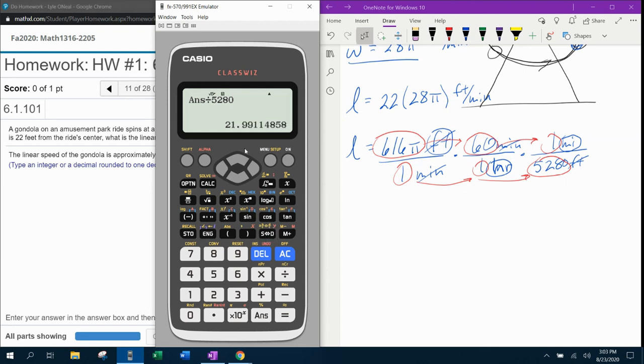So hitting the SD button, that gives us a linear speed of 22.0, and that's going to be miles per hour. And the reason I said 22.0 is if you round this to 1 decimal place, that 9 is going to see a 9 behind it and round up to a 10. So that actually rounds up to 22.0.